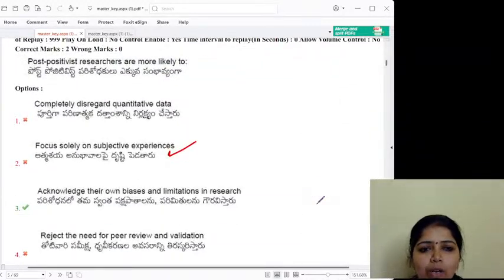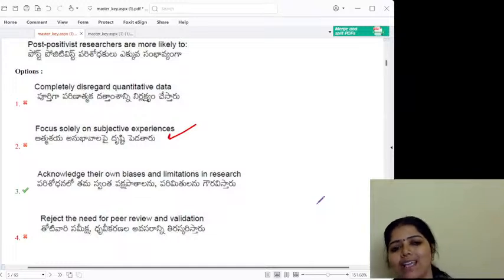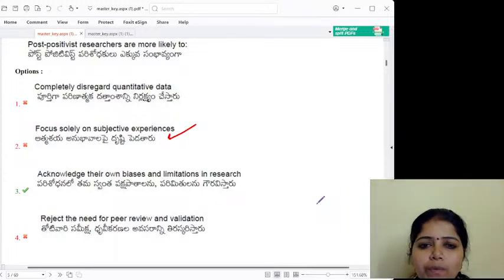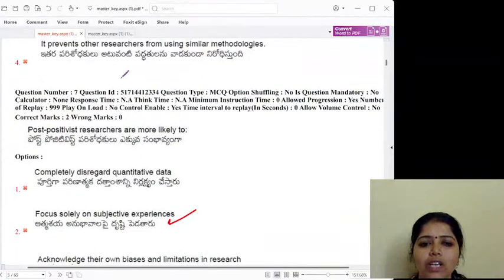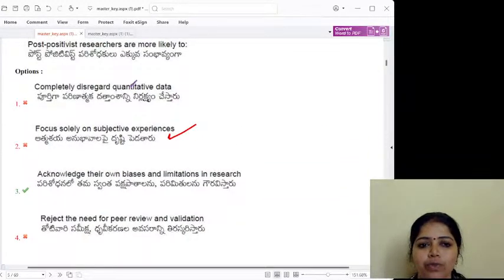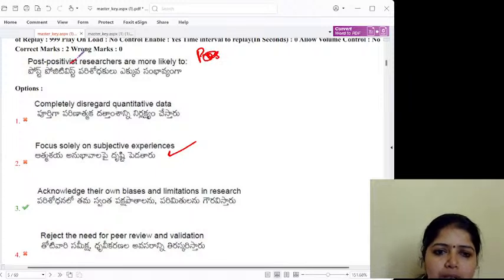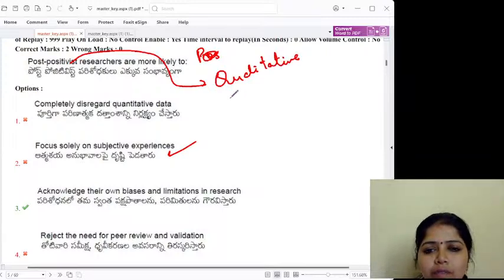The next question: post-positivist researchers are more likely to. Post-positivist research means what? There are two types of research. One is positivist, another one is post-positivist research. So the positivist researchers focus on the quantitative type of method of research, right? We have two types, right? Positivism, post-positivism. So this post-positivism will focus on the qualitative method of research.